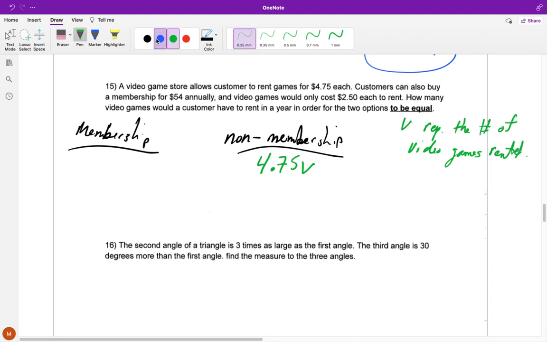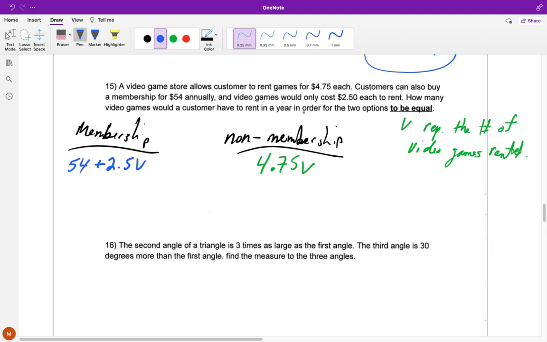So now I'm going to look at the membership one. Well, the membership, you're paying $54 no matter how many games you rent. So $54 right up front. And then every time you rent a video game, you're going to also pay $2.50. So it's going to be adding to that cost. And now it's going to be $2.50 times V. You don't have to write that 0. You can just write 2.5 if you want. But for every single video game you rent, you're paying $2.50. And then it's going to be $54 in total.